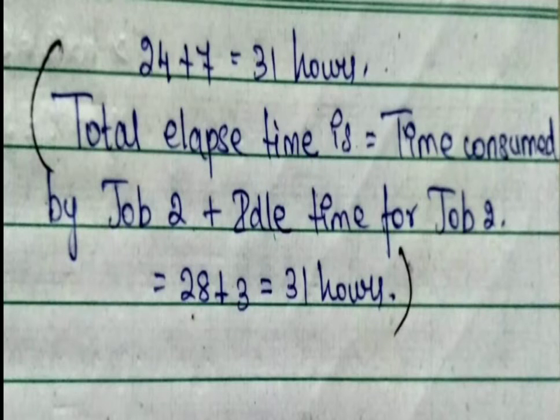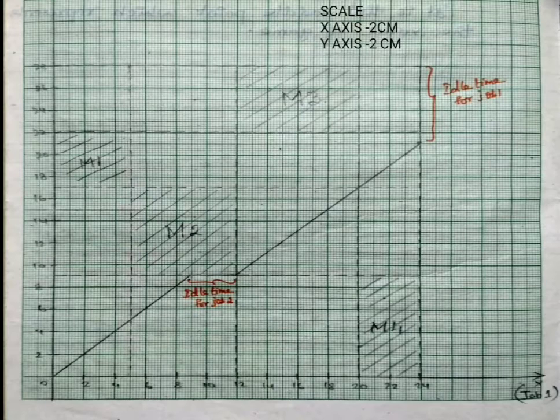In this graph we have to draw job 1 and job 2. For scale, you have to take 2 cm on both the x-axis and the y-axis. First we come to M1. M1 for job 1 is 0 to 5. So you have to draw a line at 0, parallel to the axis, that is at the origin. Similarly, for 5 you have to draw a line at 5.